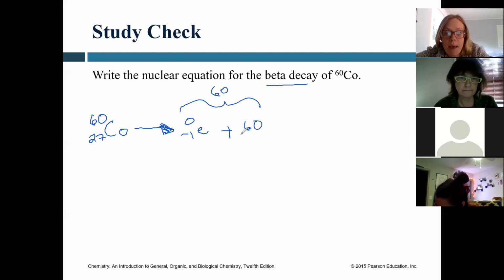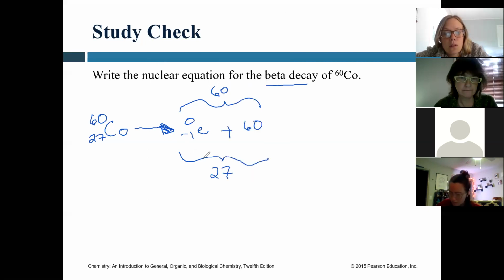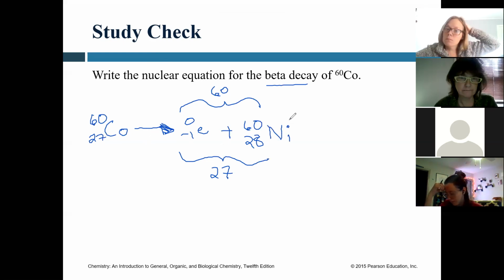So this has to have a mass of 60. This is 27 on the bottom. Remember, the total needs to be 27 on the bottom as well. So 27, there's a -1 here. So this will need to be 28, or we have converted one more proton. Look on our periodic chart. What is 28 going to be? It's the next one up, nickel. So this would be beta decay.